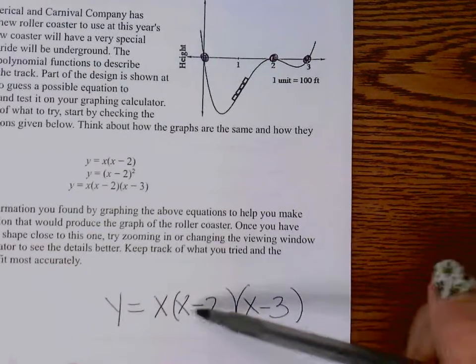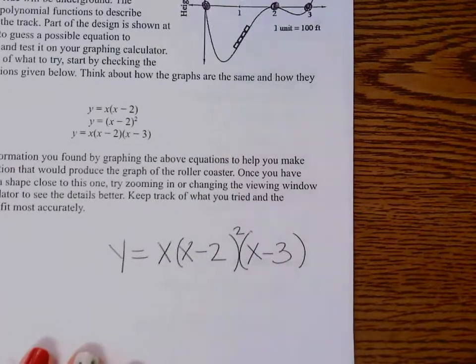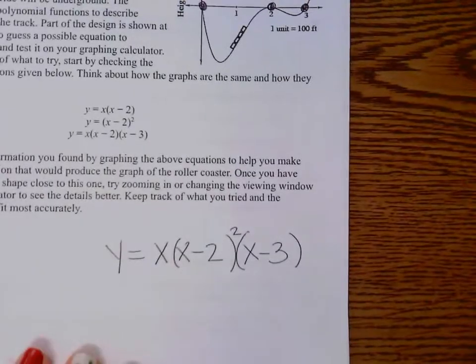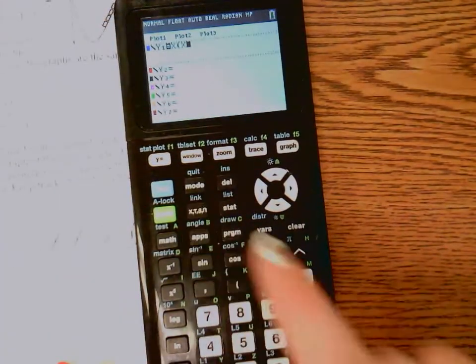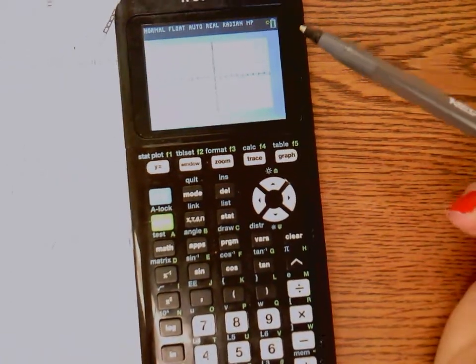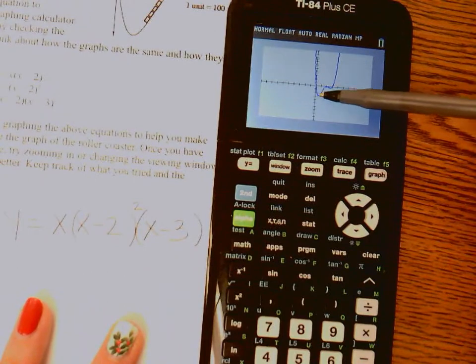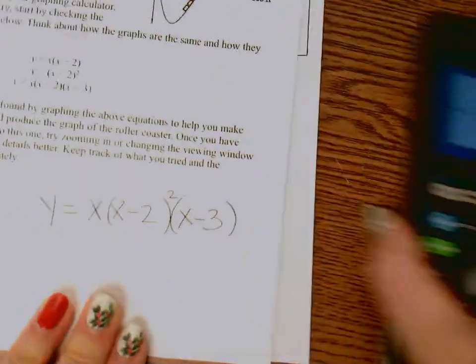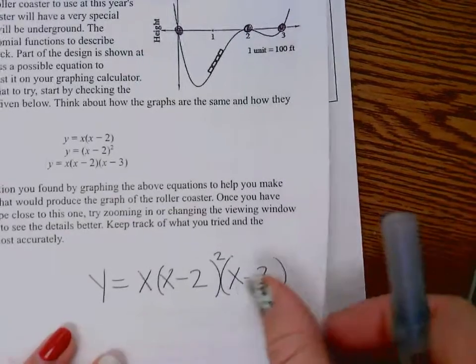I have to square the x minus 2 so that it bounces off at 2. So let's see if I plug this into my y equals menu, how close it looks to this graph. So x times x minus 2 squared times x minus 3. Let's just see if we get the gist of the, oops. So it looks pretty close, right? Comes down, has a minimum, bounces off at 2 and goes up. I don't know the steepness of the curve, but you kind of get the idea of how to build a function from a graph based on its x-intercepts.